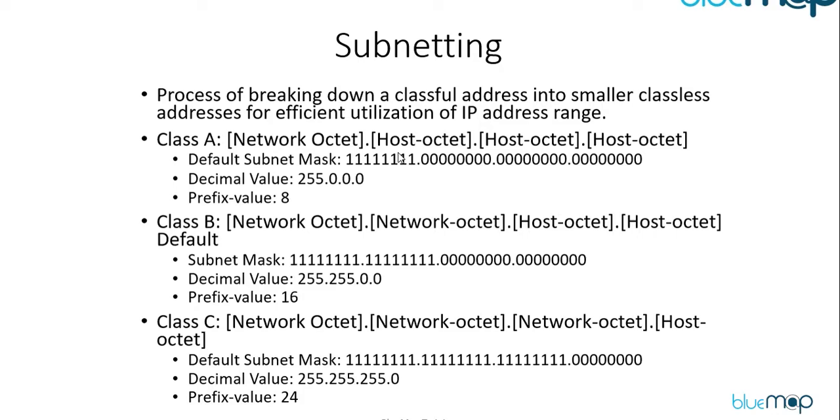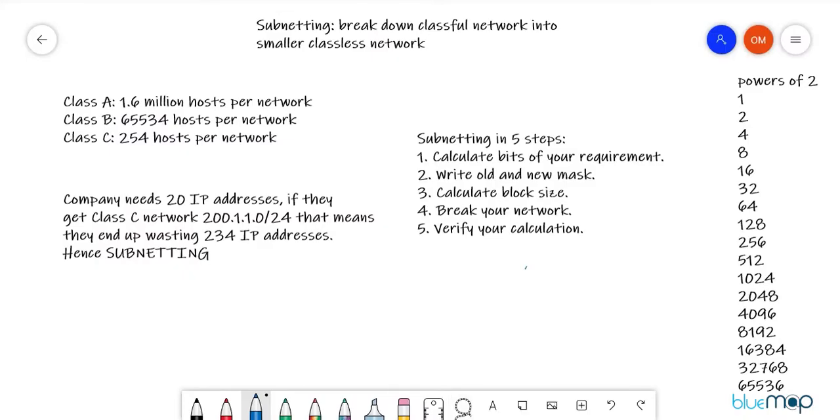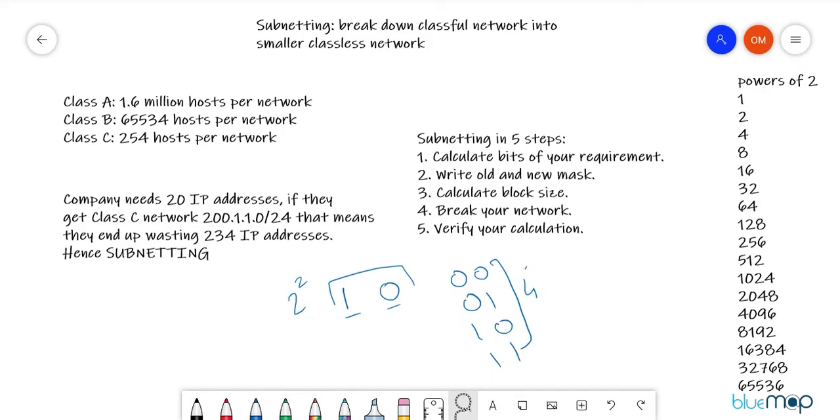Now see why we talk about 2 raised to 24 or 2 raised to 16: because zeros and ones are the only two states available for us. So if I have 2 bits, how many combinations do I have? I have 0 0, 0 1, 1 0 and 1 1. That means I have 4 combinations, which is 2 raised to 2. So if I have 24 bits like this, that means I have 2 raised to 24 combinations. Let me clear this and get back to the slide.